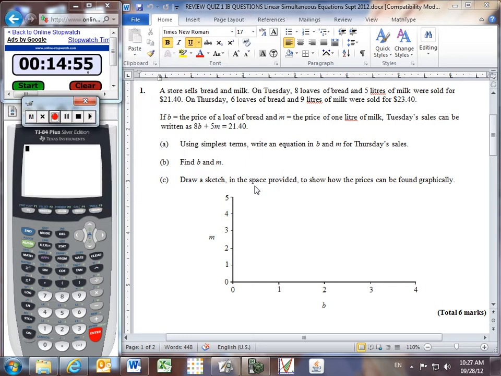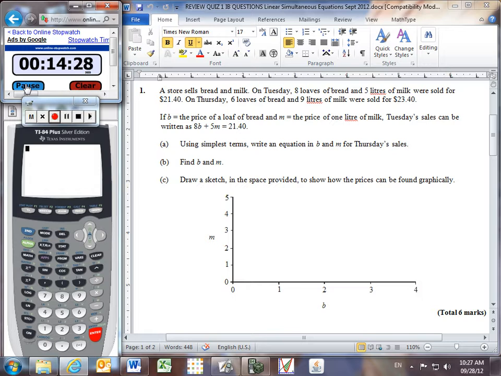Alright, we're going to be looking through 4 different questions on linear and simultaneous equations. The first one involves quantities of bread and milk. And we've got 8 loaves of bread, 5 liters of milk for $21.40. Later on, 6 loaves of bread, 9 liters of milk for $23.40. So they've defined the variables for us. They said B is the price of the bread, M is the price of the milk. And they've written down the first equation for us.